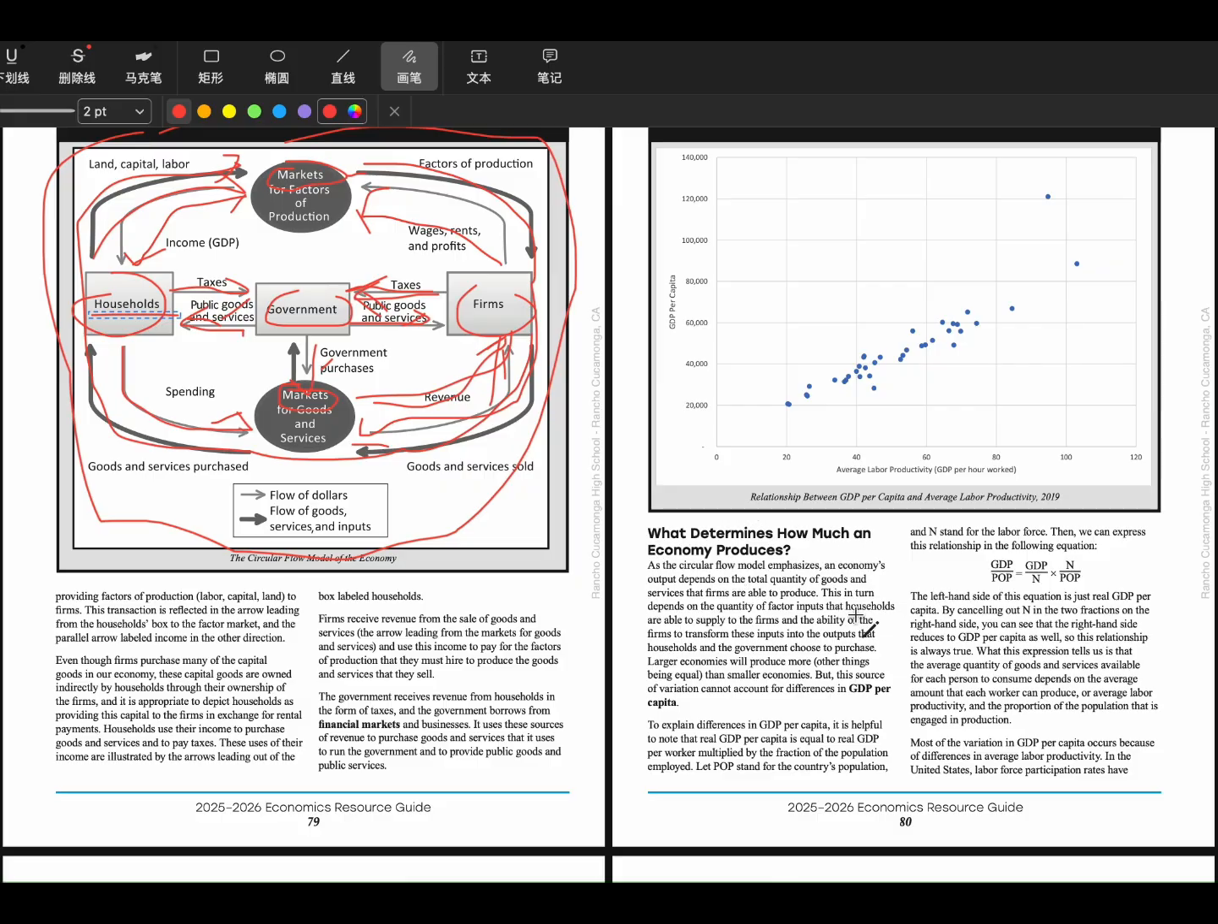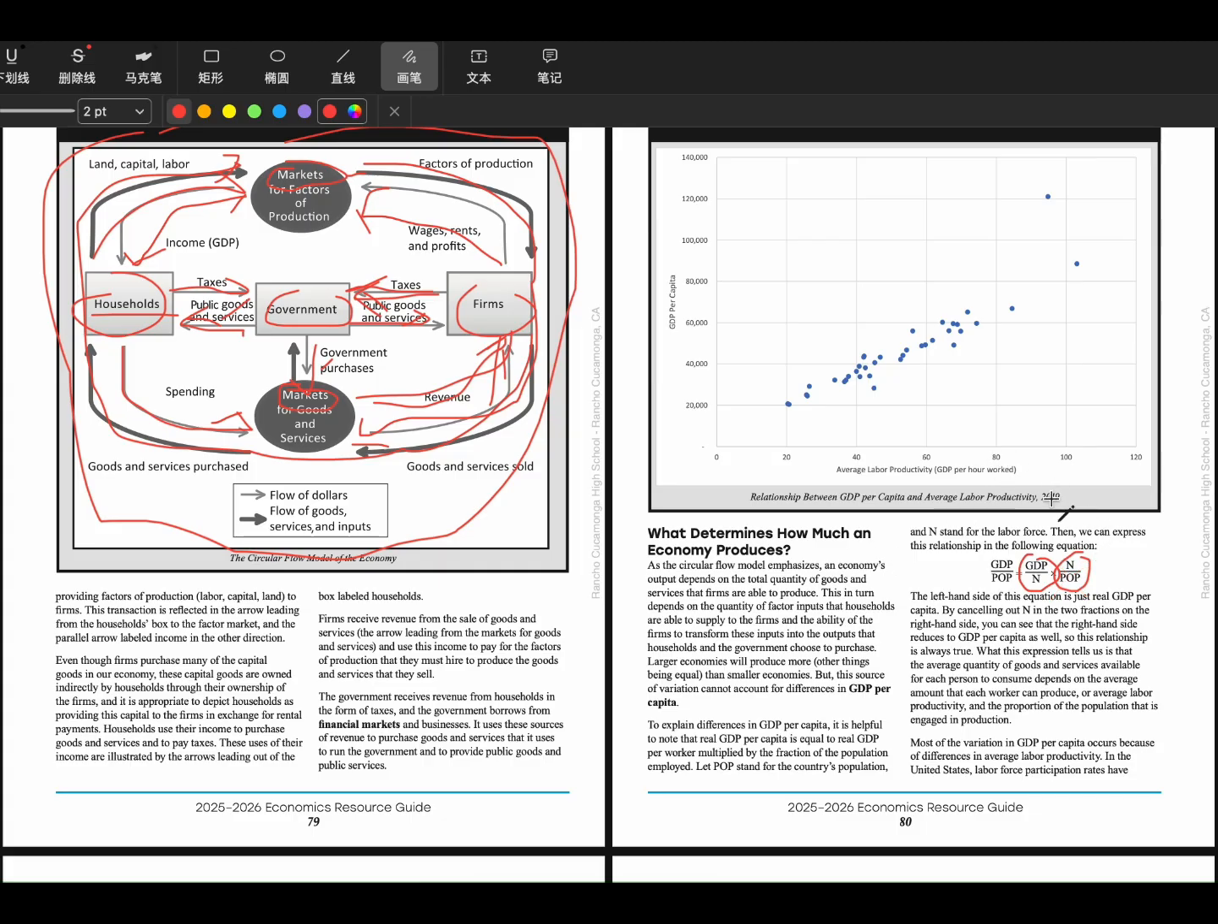Now, the next thing we need to know is this formula. What is this formula trying to say? Well, it's mainly trying to show you that the GDP per capita can be separated into two things. What do those two things represent? This part we can disregard because it doesn't represent anything really. It just represents how many people are in the labor force.